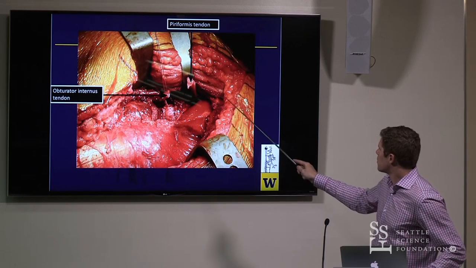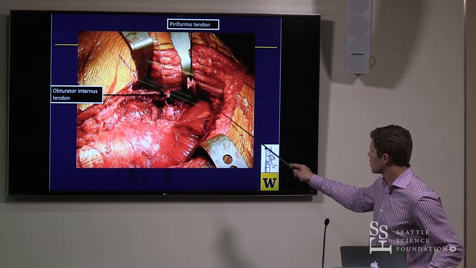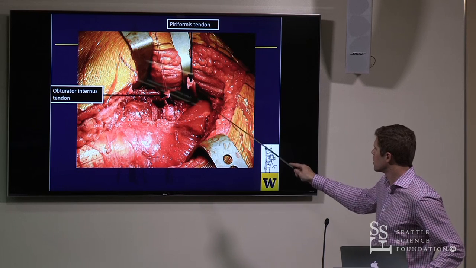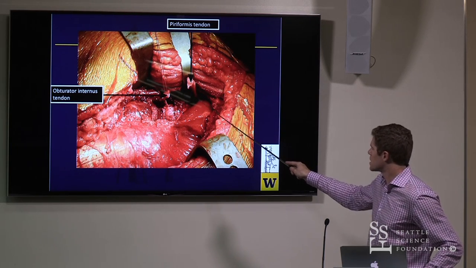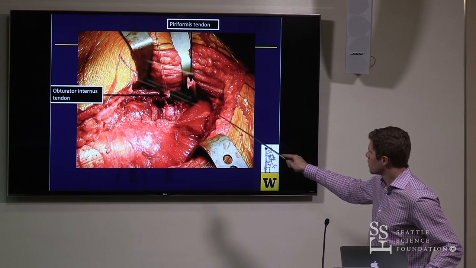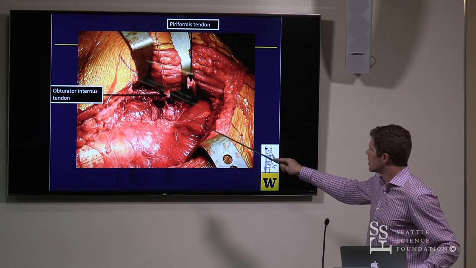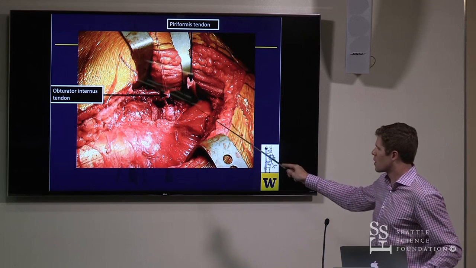So first, the piriformis tendon is tenotomized, and as you all know, 80% or so of the time, the piriformis tendon is going to be just posterior to the sciatic nerve. So the nerve should be ventral to the piriformis tendon, and as you tenotomize it, you're going to expose the nerve. The obturator internus, as it's tenotomized and elevated, is going to protect the sciatic nerve. Now, a couple words of caution.